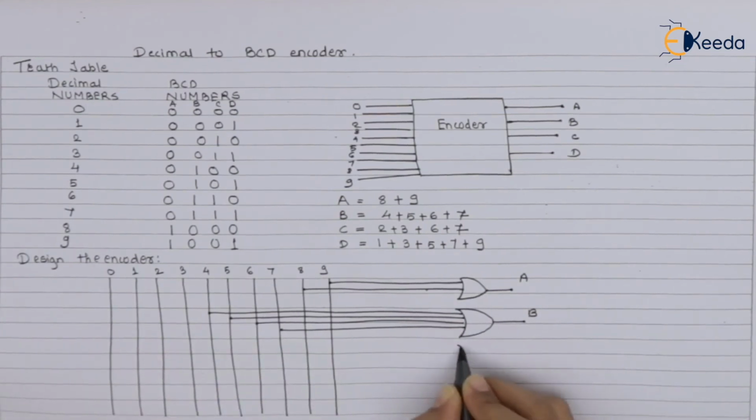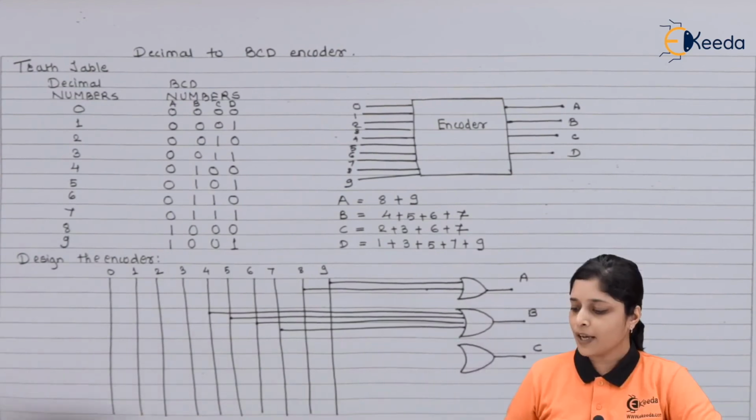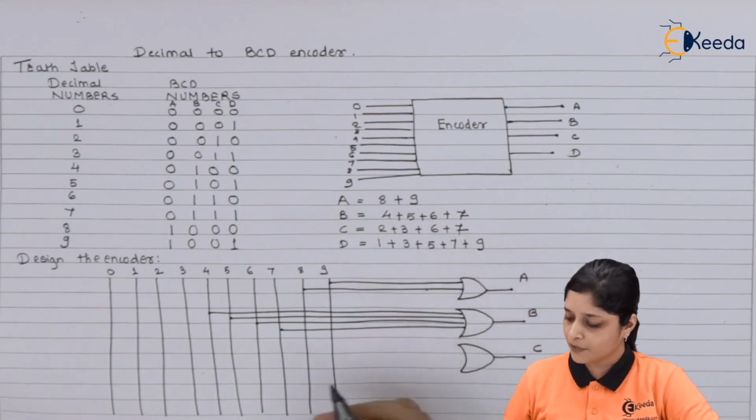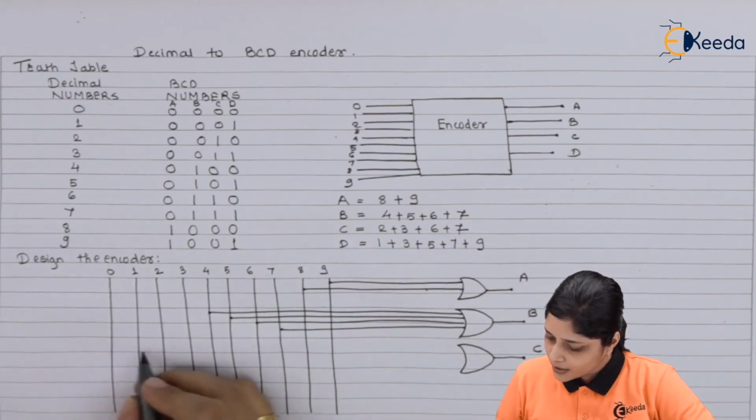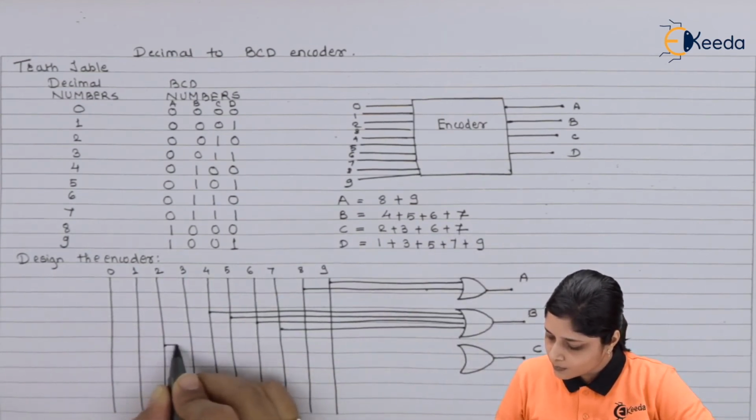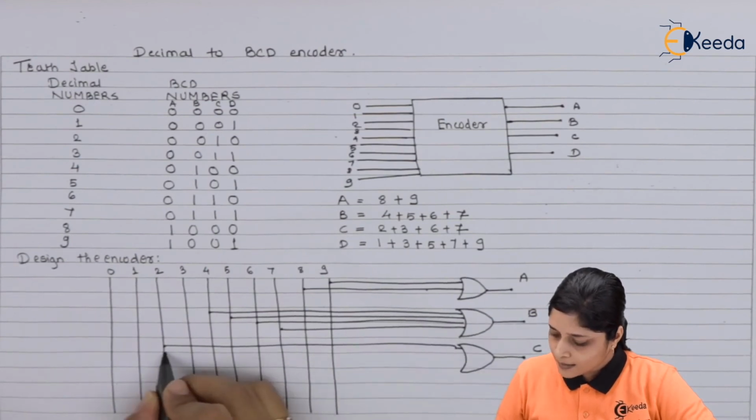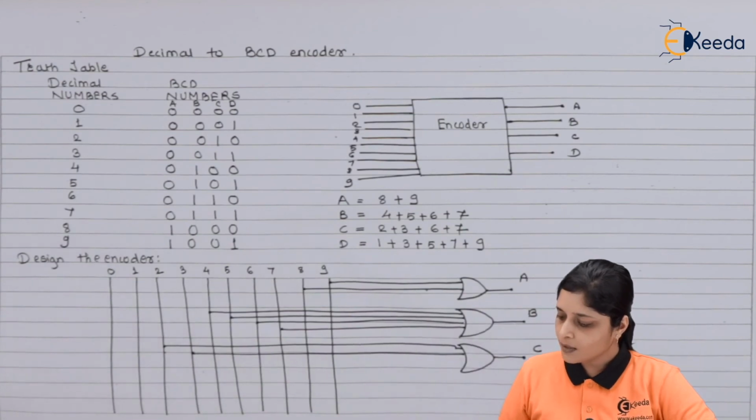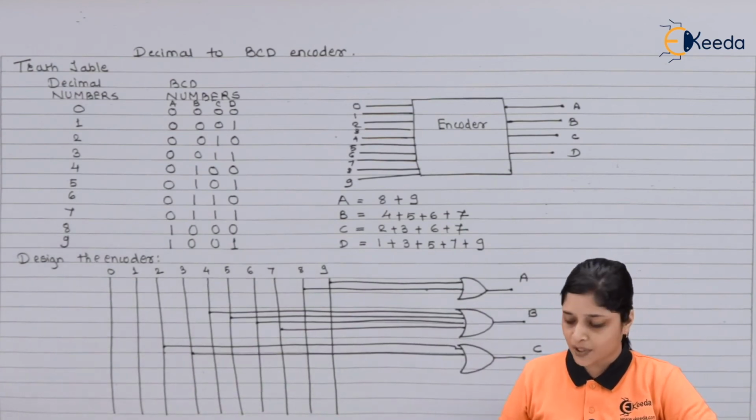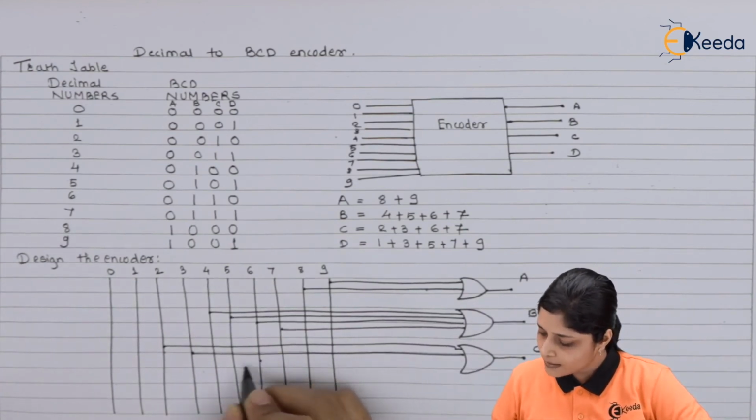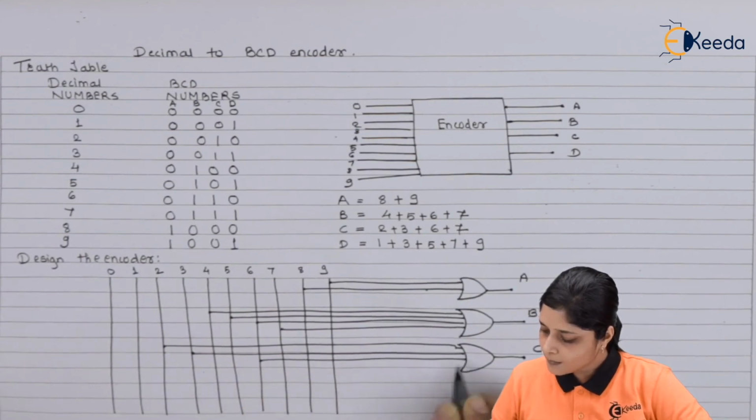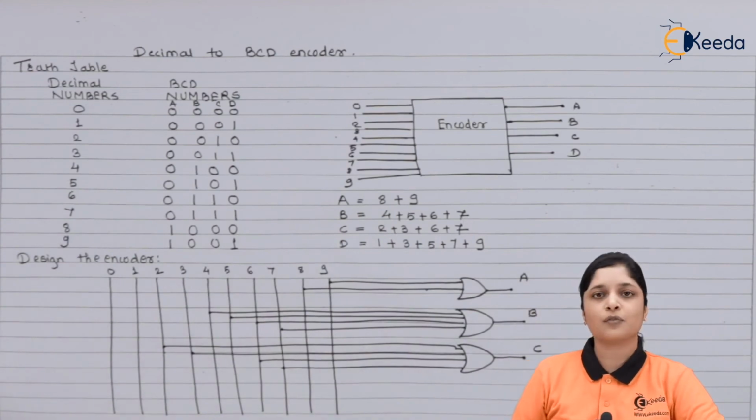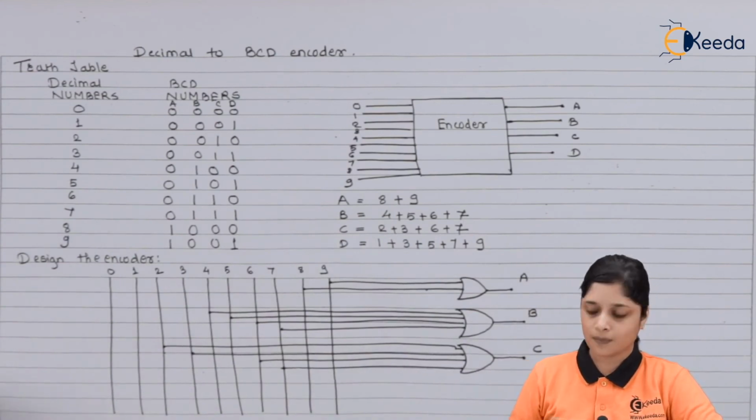Now for C, you have 2 plus 3 plus 6 and plus 7. So we are going to connect with 2, then 3, then 6 and 7. So we are going to connect with 6 and again with 7. In this way for C you have to make the connections.